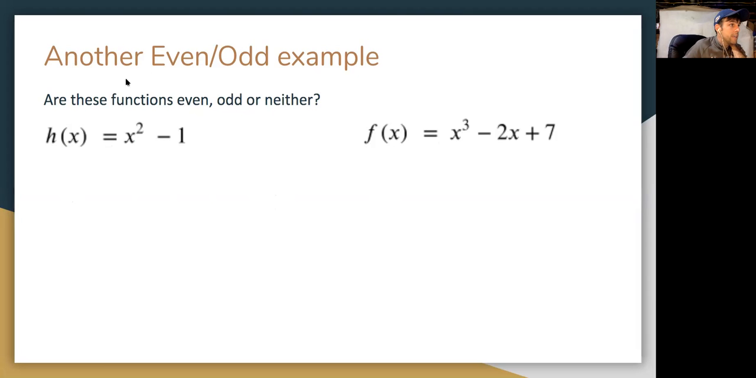So again, for an even function, since this is h of x, I want to show that h of x is the same thing as h of negative x. That's how I'm testing an even. For an odd, since this is f, I'm going to be testing to see that f of negative x is the same thing as the opposite of f of x. So I'll go through these two things. We already have h of x, so we just need to figure out h of negative x.